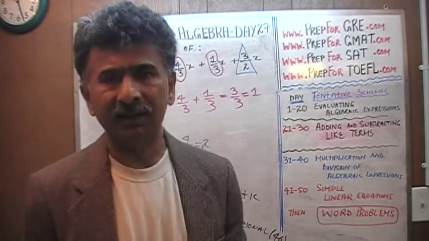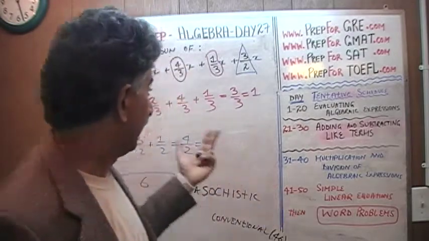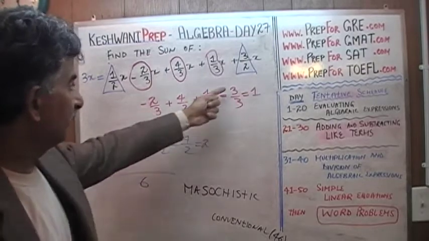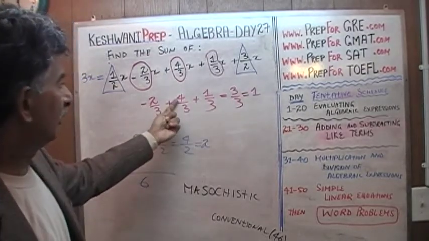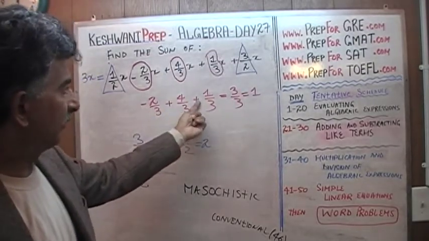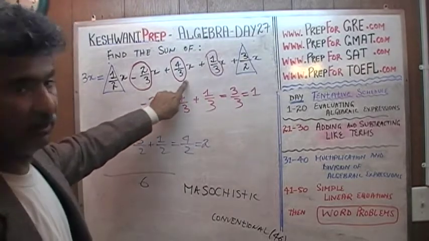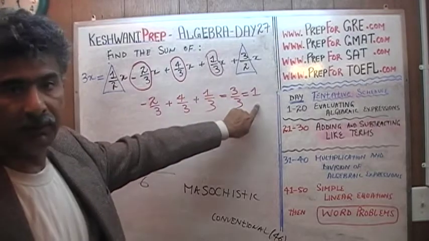Who knows, you might get lucky. It might turn out to be something simple, like it did here. By the time I finish adding up all the thirds, it just turned out to be 3/3. Negative 2 plus 4 is positive 2, positive 2 plus 1 is positive 3, it's just 3/3, which is 1, which means negative 2/3 plus 4/3 plus 1/3 is just 1.